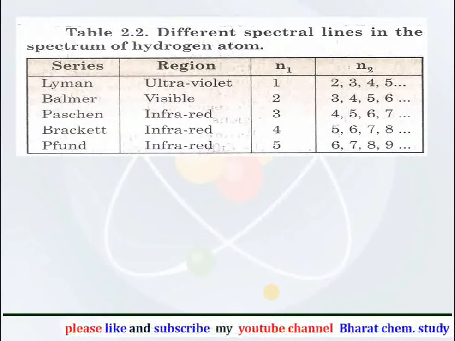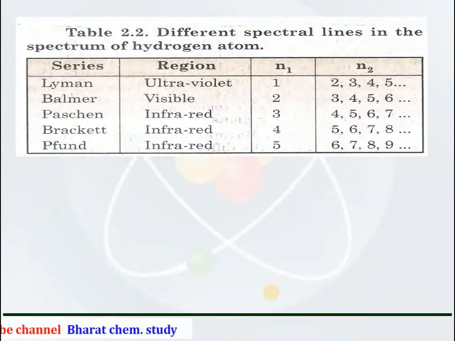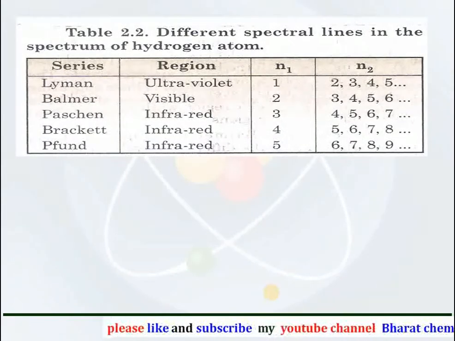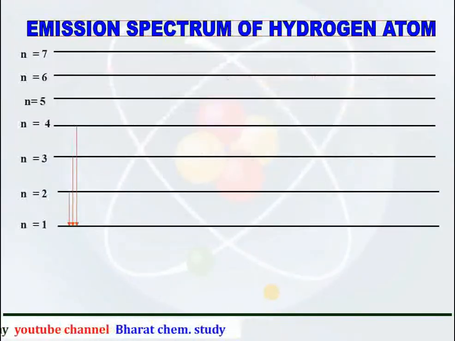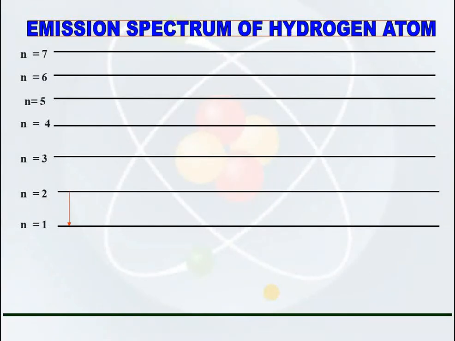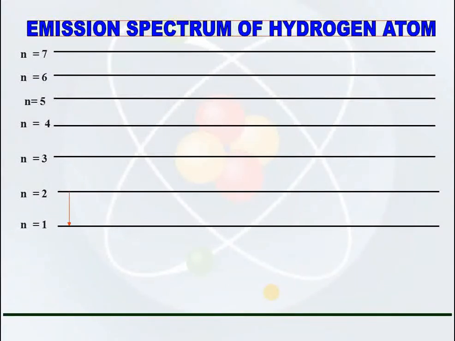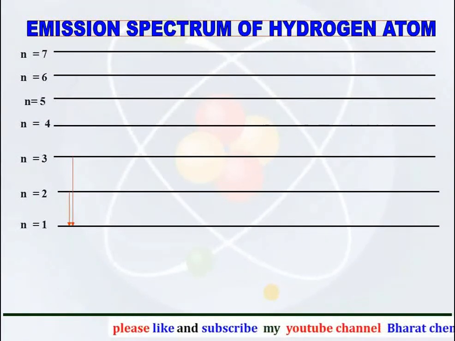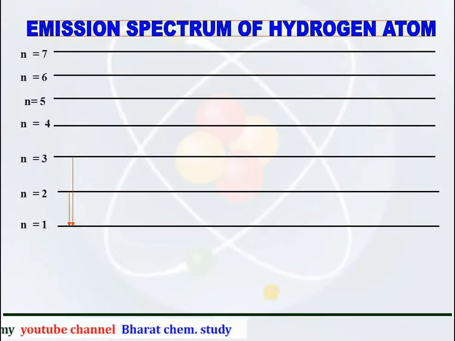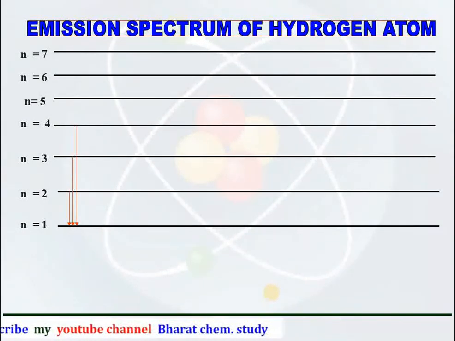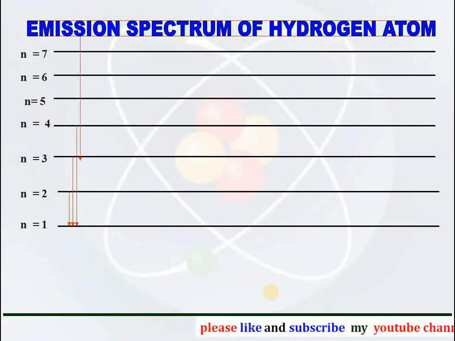We also have to remember sometimes it will say second line in Balmer series and sometimes they say first line in Balmer series. So let's understand what the first line or second line in different series means. In Lyman series the first line means that n1 will be equal to 1 and n2 is equal to 2, and the second line in the Lyman series means that n1 is equal to 1 but n2 is equal to 3. For the third line in Lyman series n1 remains 1 but n2 is equal to 4. For the fourth line in Lyman series n1 is equal to 1 but n2 is equal to 5.